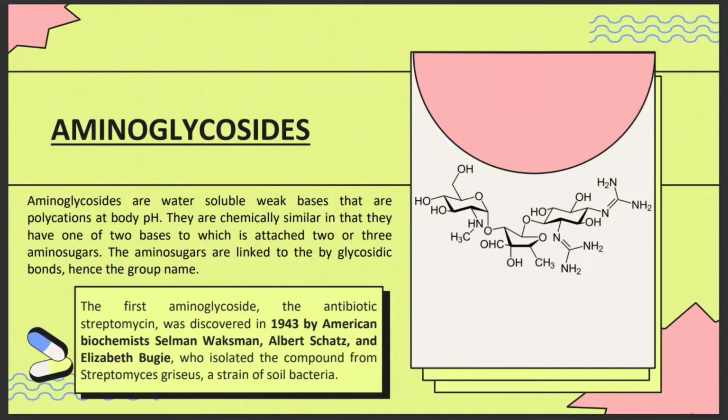The first aminoglycoside is named streptomycin, which is an antibiotic. It was discovered in 1943 by 3 American biochemists who isolated the compound from Streptomyces griseus, a strain of soil bacteria.